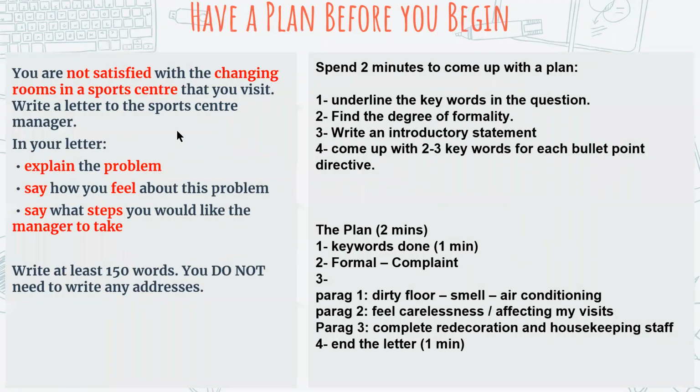Moving on to the plan. First of all, you need to underline the most important words, the key words. You are not satisfied. This is your first keyword. With the changing rooms in a sports center that you visit. So changing rooms in a sports center. Write a letter to the sports center manager. Sometimes I choose not to underline the word manager because it makes sense to me. Okay, but for other people or students, they could do that. They could underline the word manager. And in your letter, explain the problem. Say how you feel about this problem.